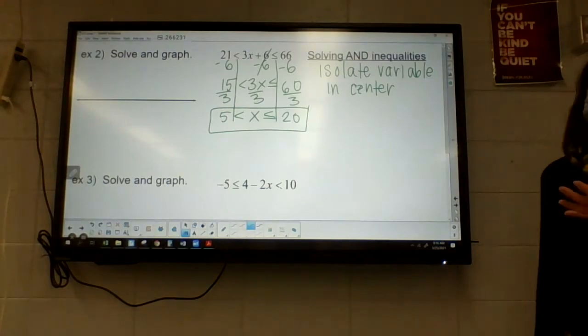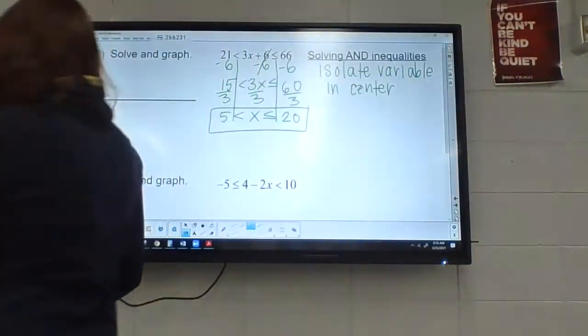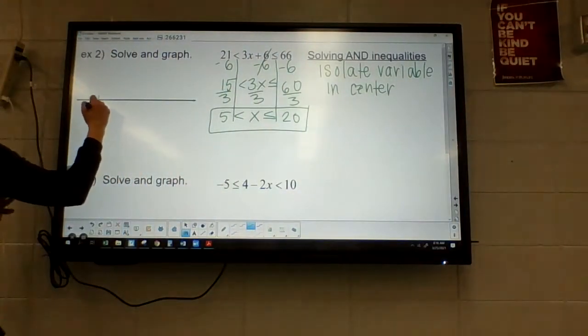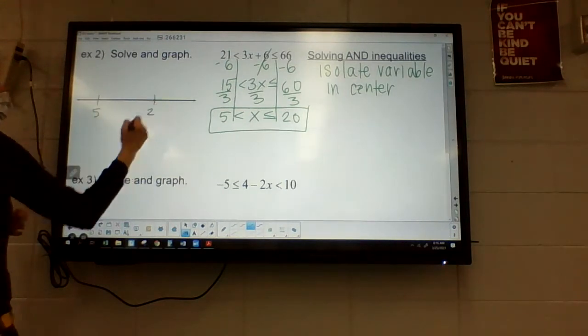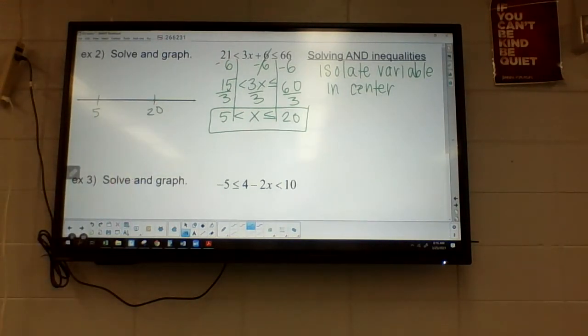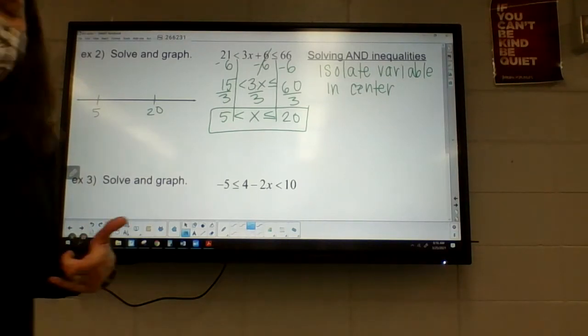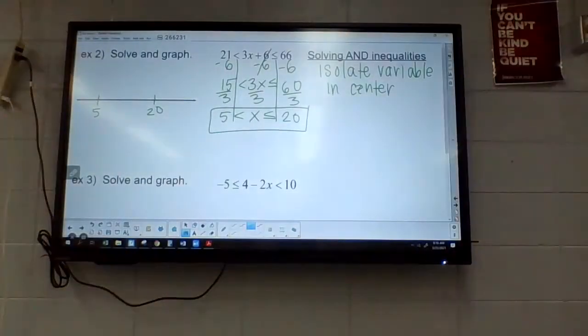So now we need to put that on a number line. We need to go from smallest to largest. I'm going to put my 5 and 20 on there. I don't need all the values in the middle. I assume you know what comes between 5 and 20. If you want to put a bunch of different values in the middle, you're welcome to, but you do not need to at all. What kind of circle do I put at 5?